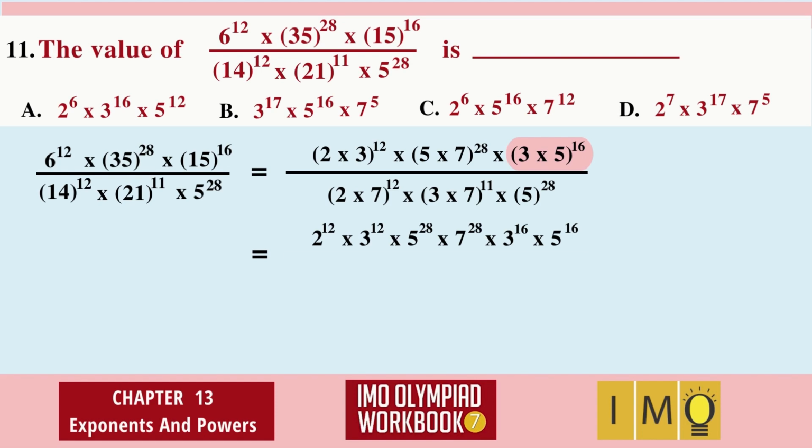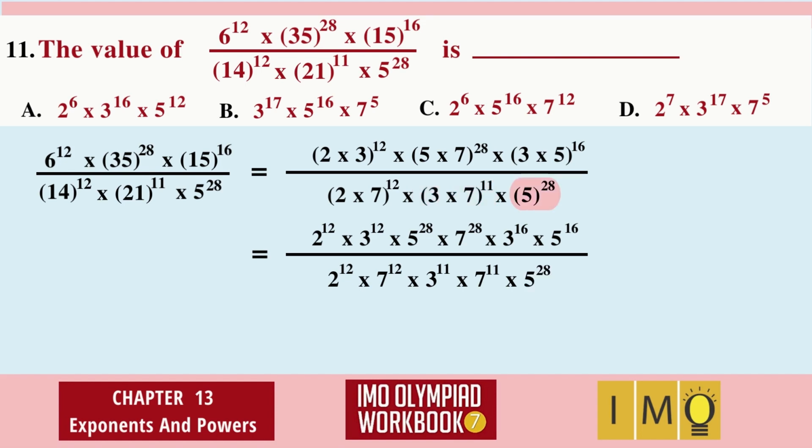In a similar manner, the denominator will become 2 to the power of 12 into 7 to the power of 12 into 3 to the power of 11 into 7 to the power of 11 into 5 to the power of 28. In the next step, we'll group the terms that have the same base value. 2 to the power of 12 in the numerator and 2 to the power of 12 in the denominator will get cancelled.